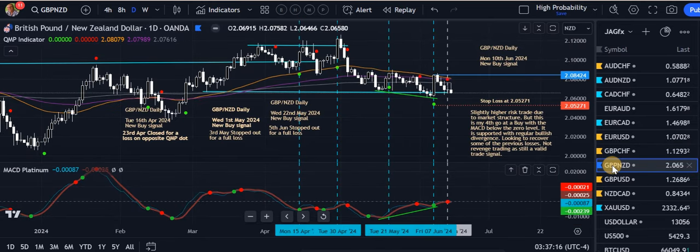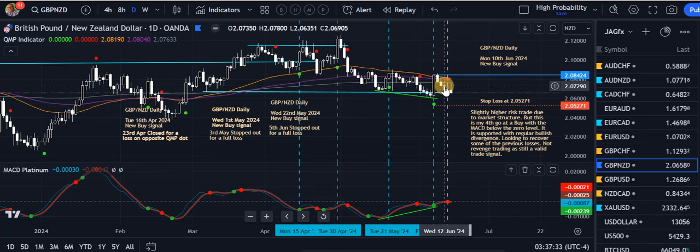Pound New Zealand, it's a pain, this pair. I don't know why it's on my list. It's not in my private trading, to be honest. It's not on my private trading list. But all right, I've had a go to buy, failed. Had a go to buy, failed. Had a go to buy, failed. Having another go to buy, and it's looking like it's failing also.